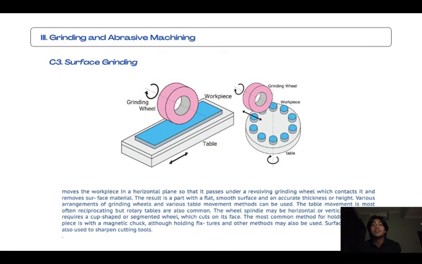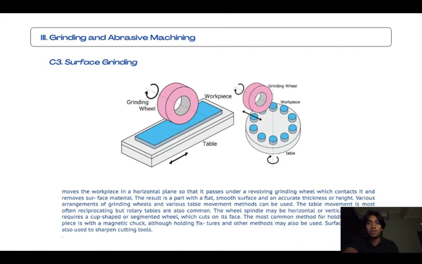Okay, next is surface grinding. Surface grinding moves the workpiece in a horizontal plane so that it passes under a revolving grinding wheel which contacts it and removes surface material. The result is a part with a flat, smooth surface and an accurate thickness or height.